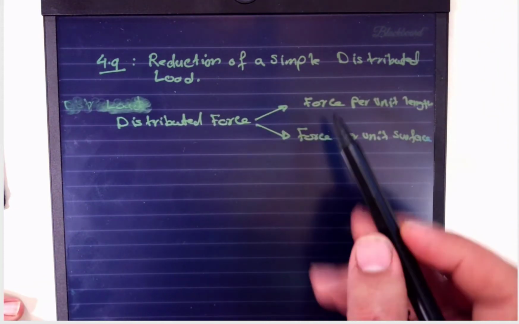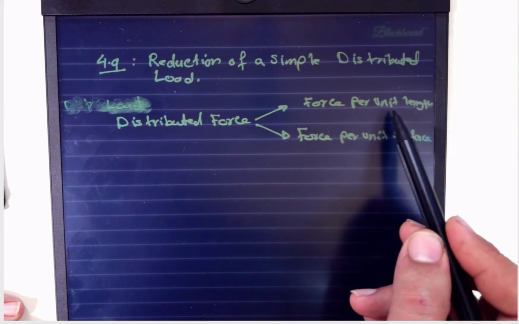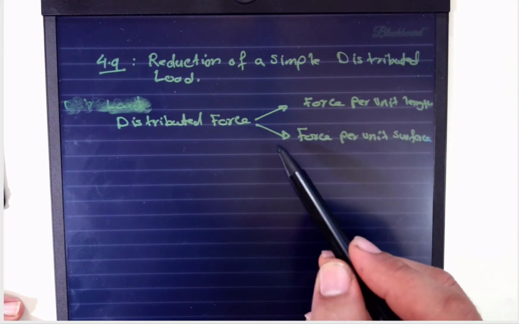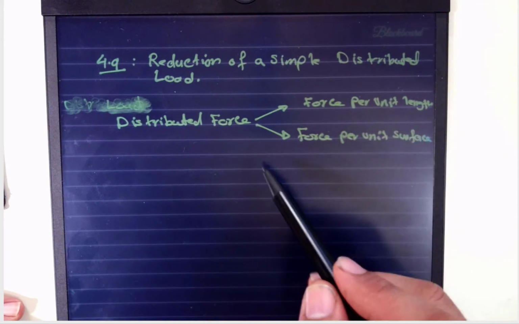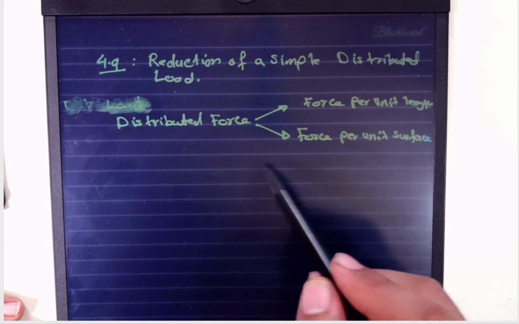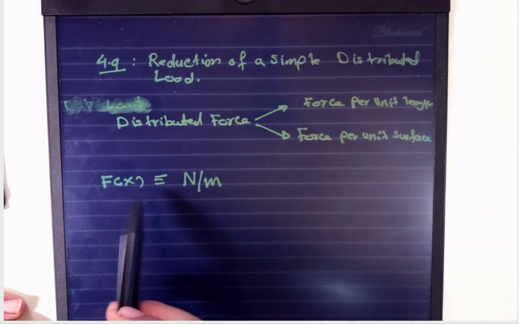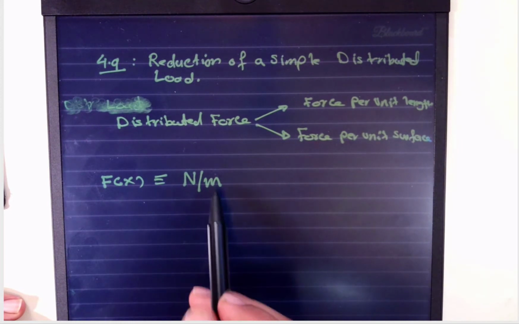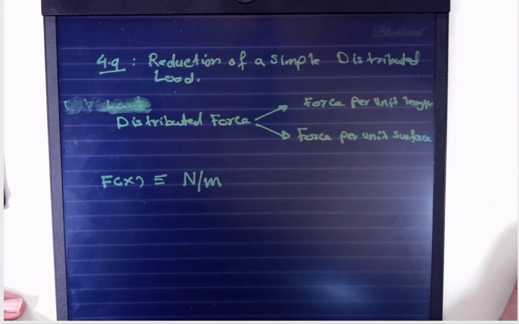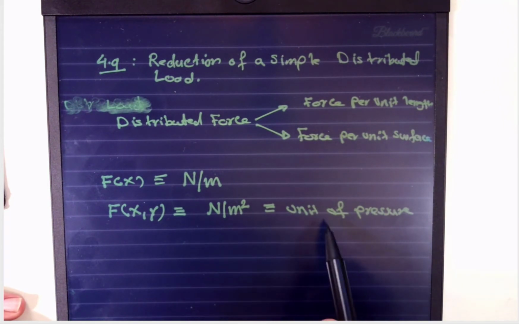Distributed force could be over length, and we call it force per unit length, or force per unit surface. So the first term has a unit of Newton per meter. The second term has a unit of Newton per meter square, which is a unit of pressure.